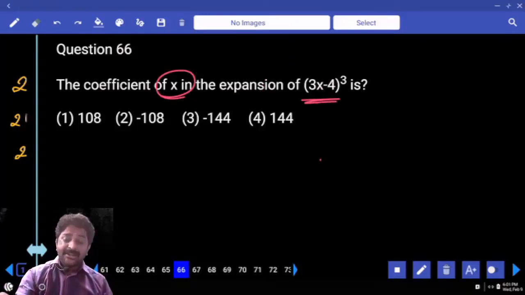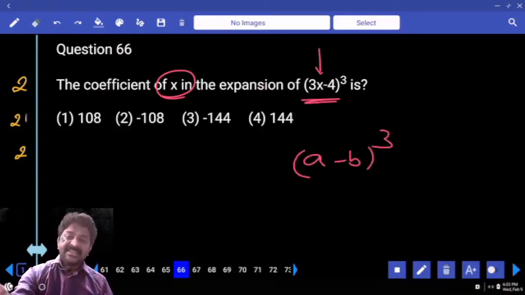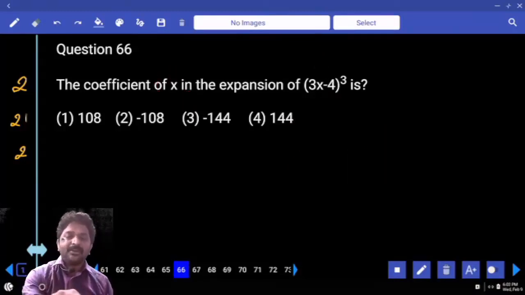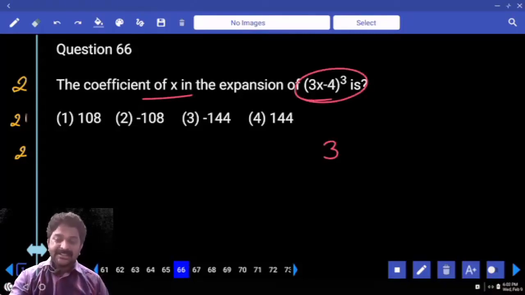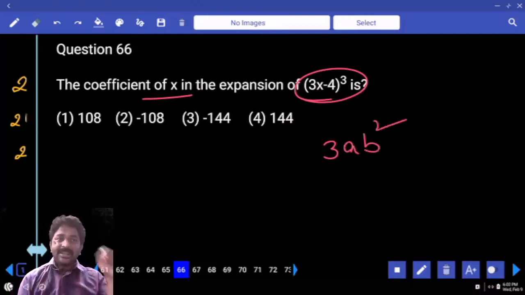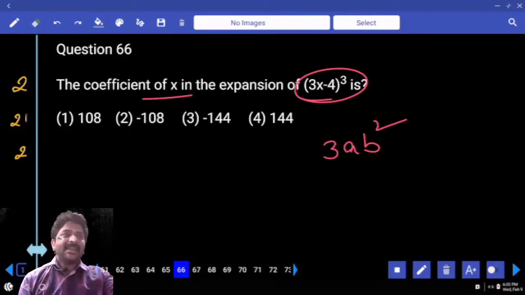Coefficient of x. If you identify it as a minus b whole cube, x is there for a, right? Come on. Now, when you are looking for coefficient of x in a plus b whole cube form, you are supposed to consider 3ab square. Only in that particular term you will get x value.